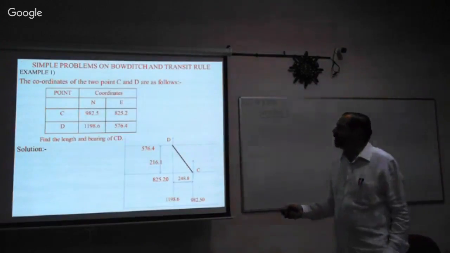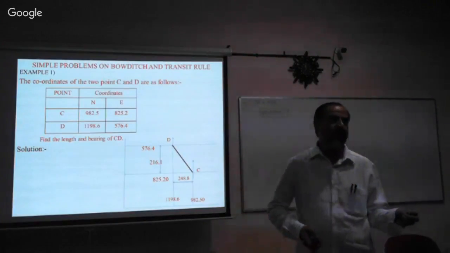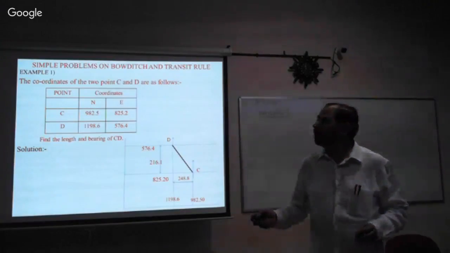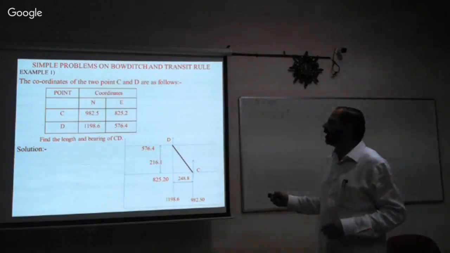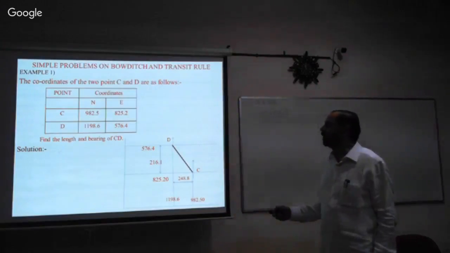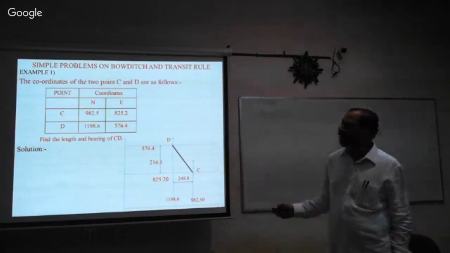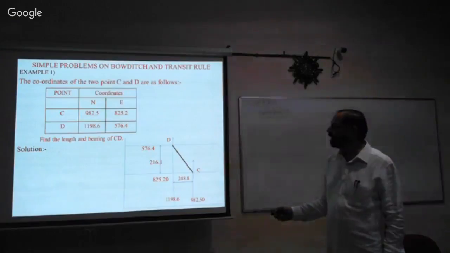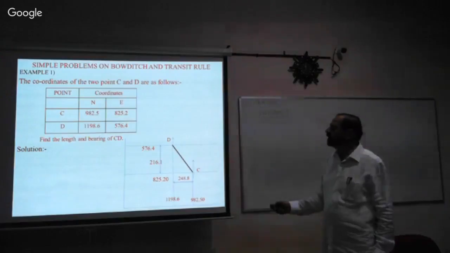Now let us solve a few problems, 1 or 2 problems we will discuss. See the first one. What is the problem given? The coordinates of the 2 points C and D are given as follows. Point C, north coordinate 982, and east coordinate 825.2, and similarly point D. Now you can observe this, the north coordinate of the point C.